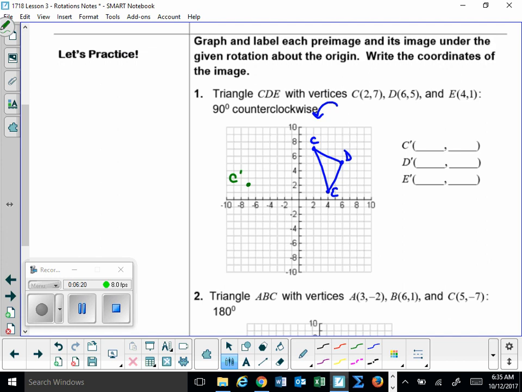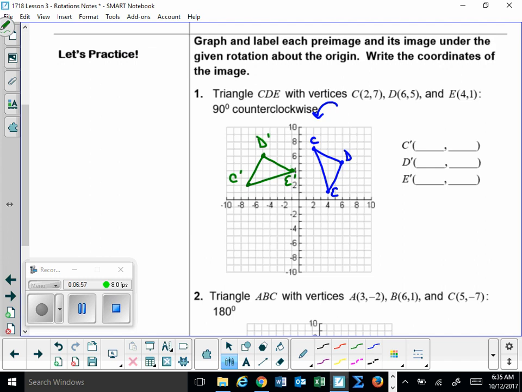Okay, so C is going to turn down one turn, right? So I'm going to come down so that I'm 7 across and only 2 up. E, I find really easy. That is 4 across and 1 up. Now E prime, we're going to make that 1 and then up 4. And then D is 6 across and 5 up. So 5 across and 6 up. And I have rotated that 90 degrees. I did that visually. I did that by thinking about how it looks when I turn it on its side.